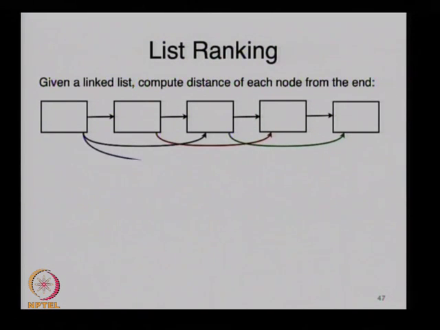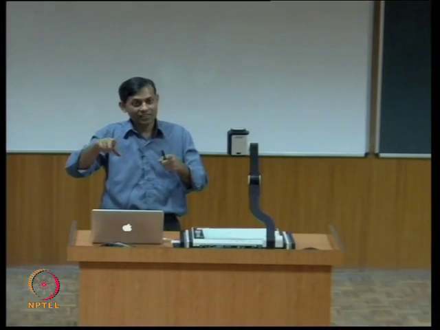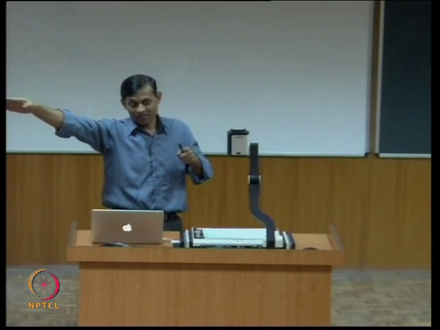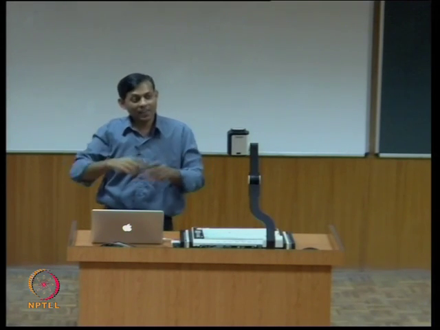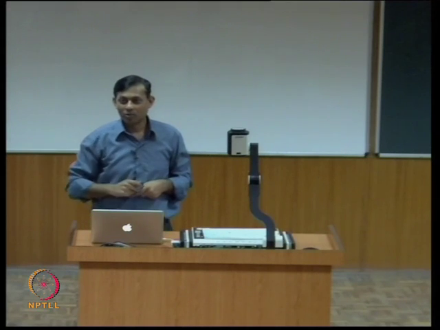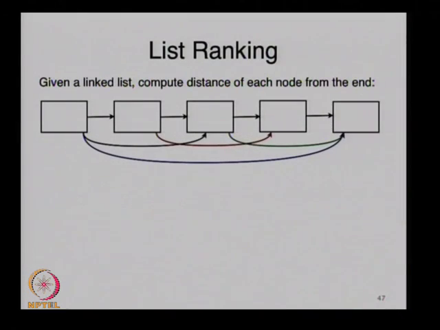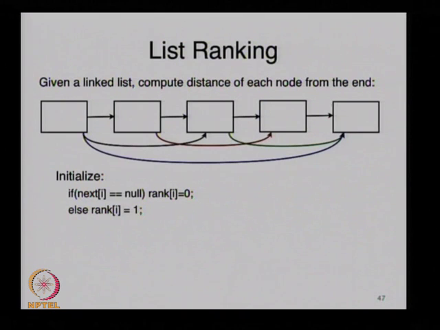And then the next time, because the next has already done the same thing you are doing, it's 4 units away now. So after log n times, you're directly connected to the root. The algorithm is really simple. You initialize a copy of next. If next of i is equal to null, then you say my rank is 0. Otherwise, my rank is 1. And then log n times, you will keep pointer doubling.